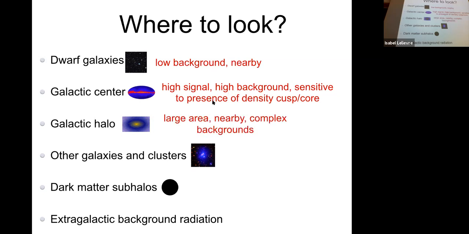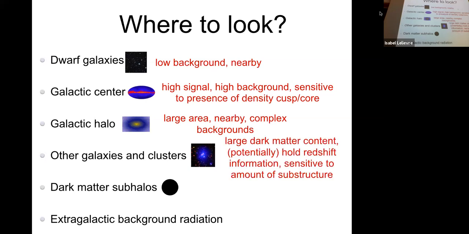The galactic halo, well, we're inside the galactic halo, it's as close as we can possibly be. If you're looking over the whole sky, it also gives you the maximum amount of information, the maximum amount of area. But again, the backgrounds can be complicated because the Milky Way galaxy is a complicated system.